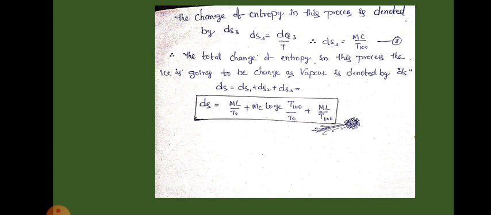So the total change of entropy in this process, that is the ice changing into vapor, is denoted by dS, that is dS is equal to dS1 plus dS2 plus dS3. So finally dS is equal to mL by T0 plus mc log e (T100 by T0) plus mL by T100. So the above equation represents the change of entropy during the ice changing into vapor.